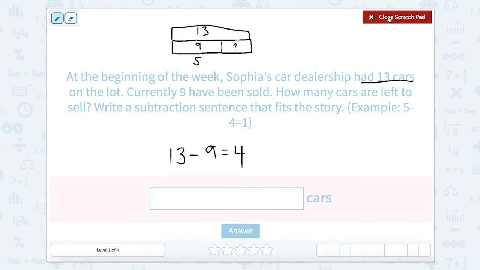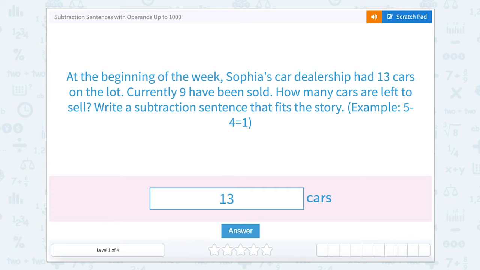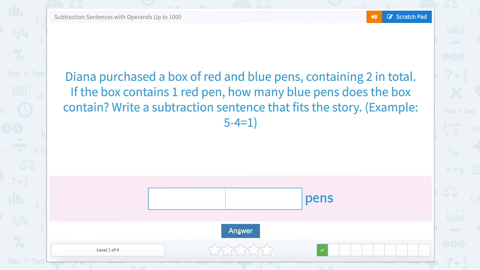So let's close our scratch pad and type in the full sentence since that's what it asks for. 13 minus 9 equals 4. Awesome job. Diana purchased a box of red and blue pens containing 2 in total. If the box contains 1 red pen, how many blue pens does the box contain?